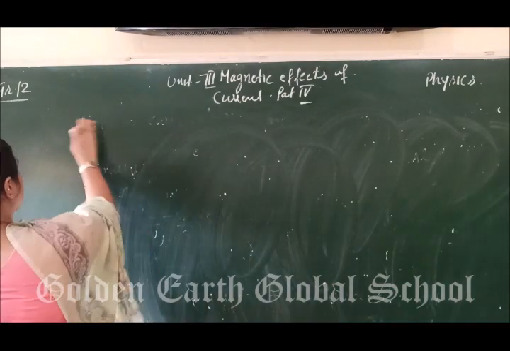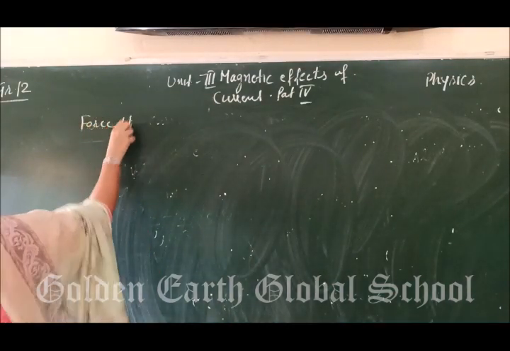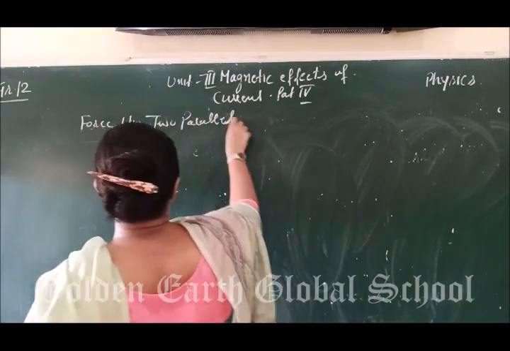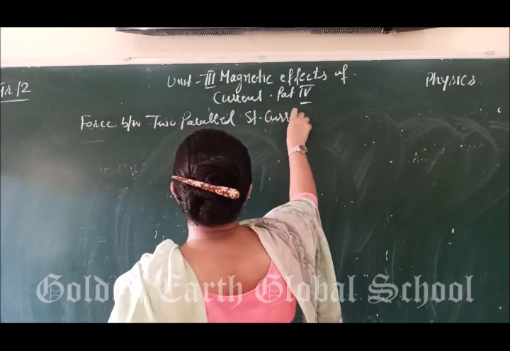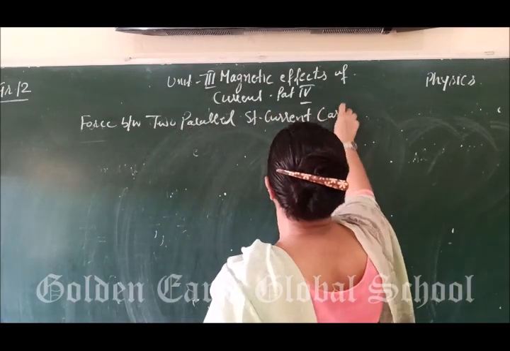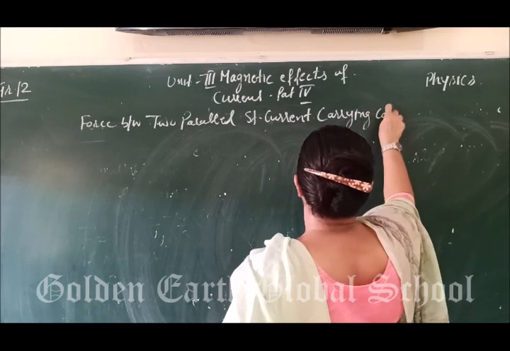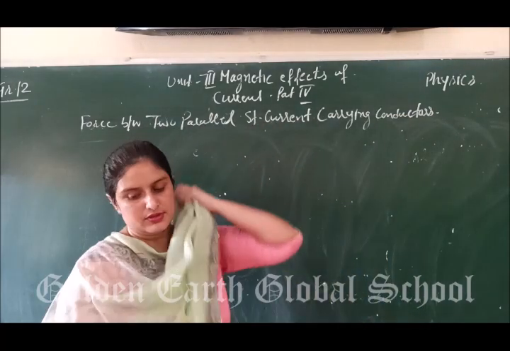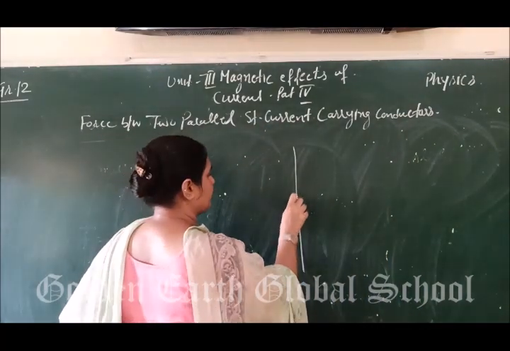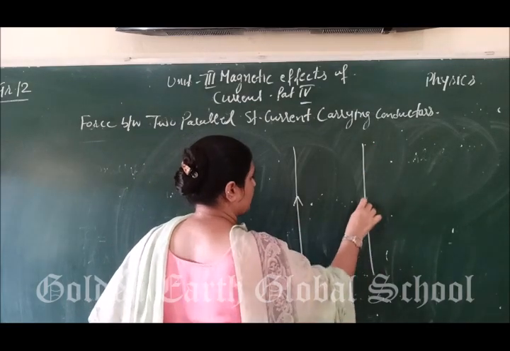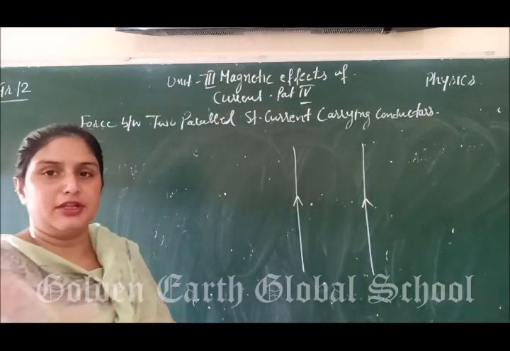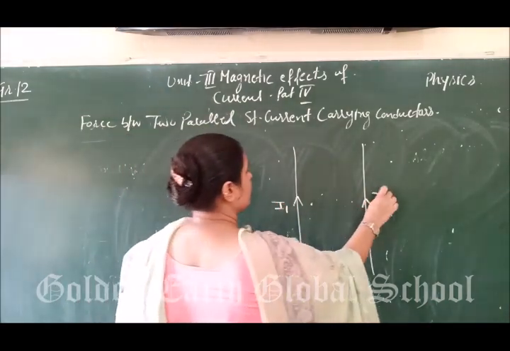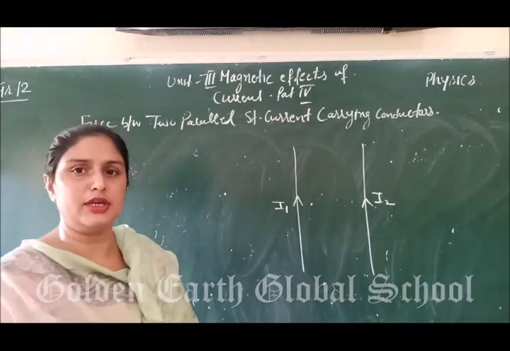Now next one is the force between two parallel straight current carrying conductors. Let us suppose we have two conductors such that the length of both conductors is equal, and from the first conductor current I1 is flowing, and from the second conductor current I2 is flowing.